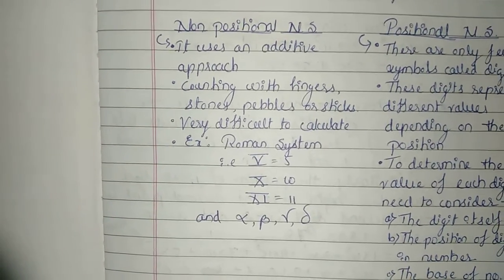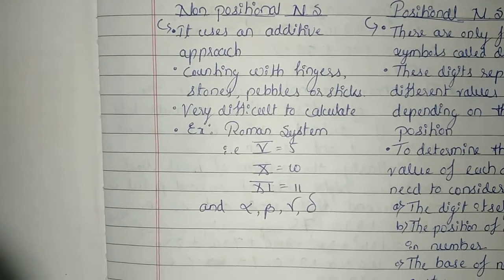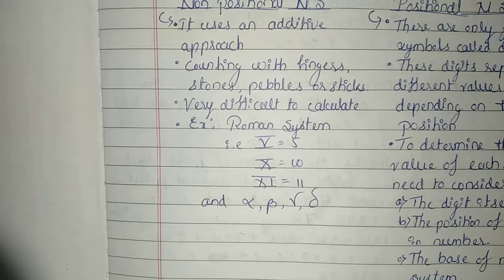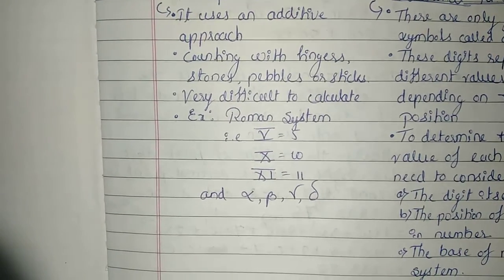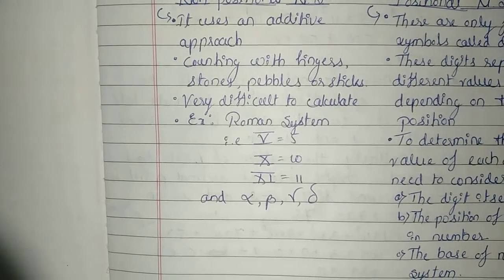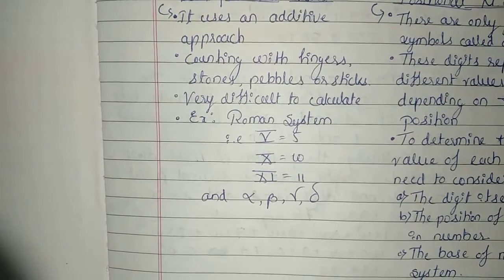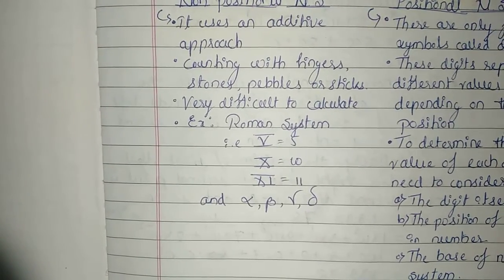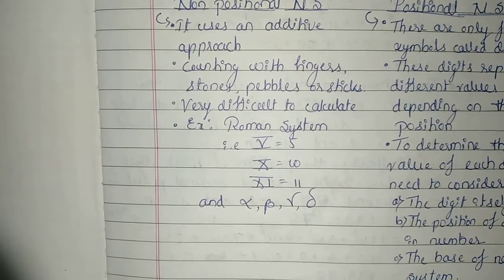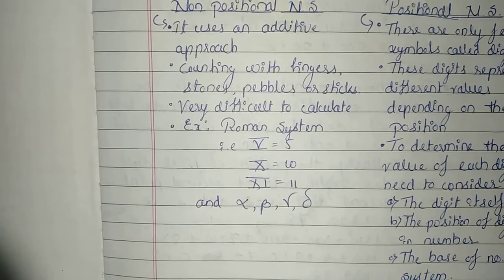It uses an additive approach, meaning counting with fingers, stones and sticks. In earlier days they used sticks, fingers, pebbles or stones to calculate or count numbers. But this was a very difficult approach for calculating big numbers.